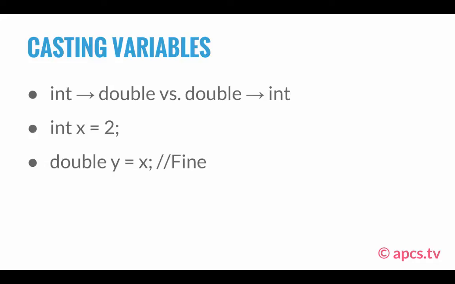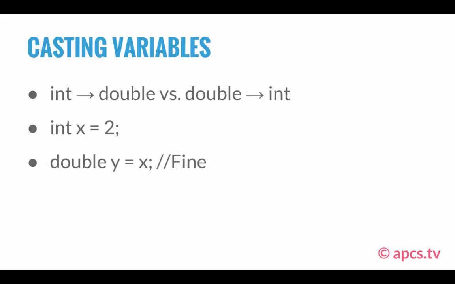Double y is equal to x. So this is fine, as you can see with that end of line comment to the right of the semicolon, and that's because basically what we're saying is double y is equal to 2. 2 is valid as a double type, so we could say double y is equal to 2 because that works. That statement is fine.